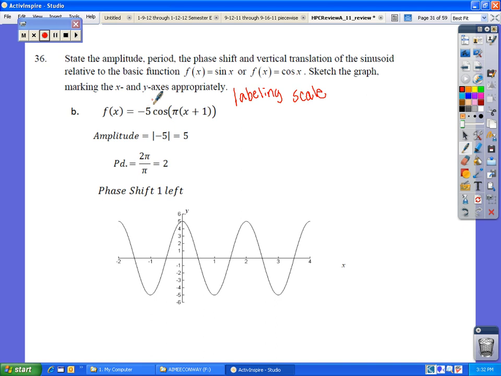So first off, we're going to start talking about the amplitude. The amplitude in this case is 5. Again, we take that directly from the a value. The period we are going to determine with our equation. Period is equal to 2 pi over b. The b value in this case is pi, so that's why we've substituted a pi here, so therefore period is 2. Our phase shift is going to be left 1 unit. Since it's plus, we know it's opposite, and it's phase shift 1 unit left.